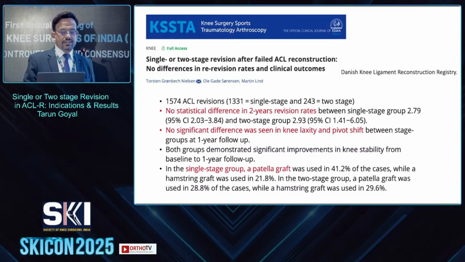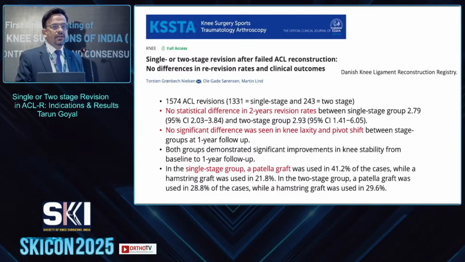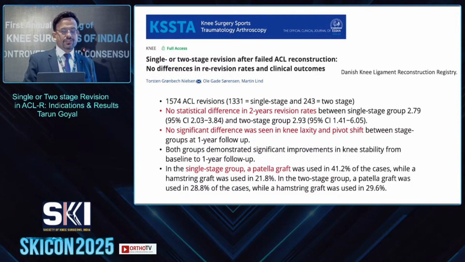There was no statistically significant difference at 2 years in the revision rate between the two groups, and we did not see any statistically significant difference in knee laxity scores or pivot shift test between the two groups at follow-up. So clinically and functionally, both the procedures have been doing well, and both groups demonstrated significant improvement in knee stability from baseline.